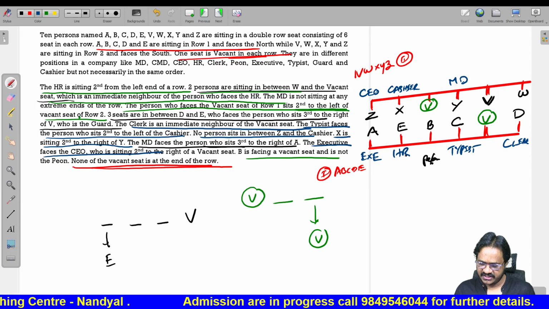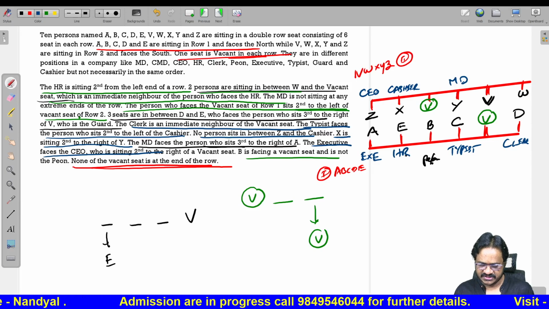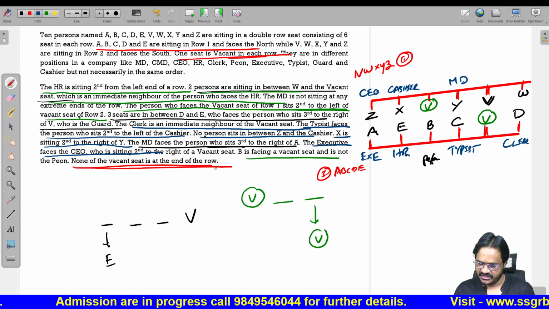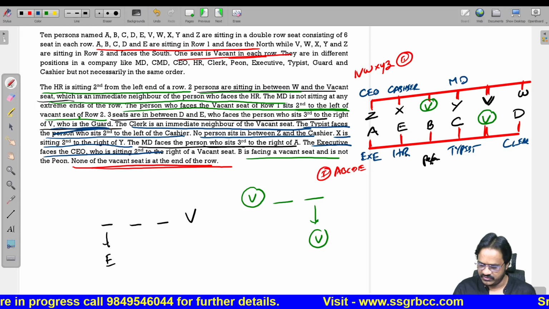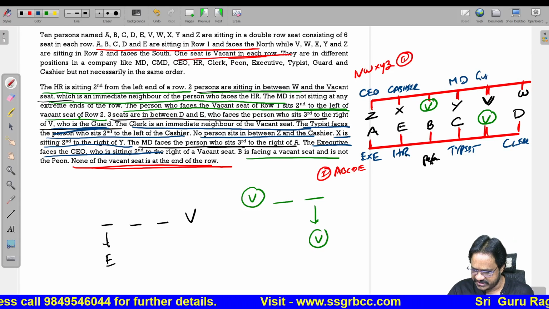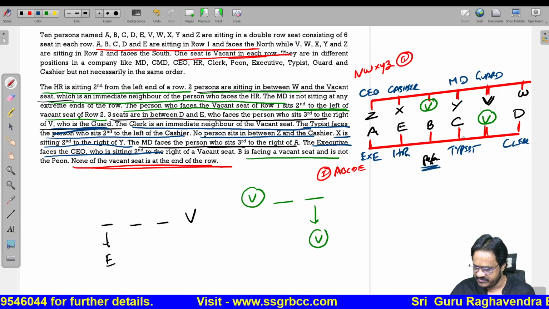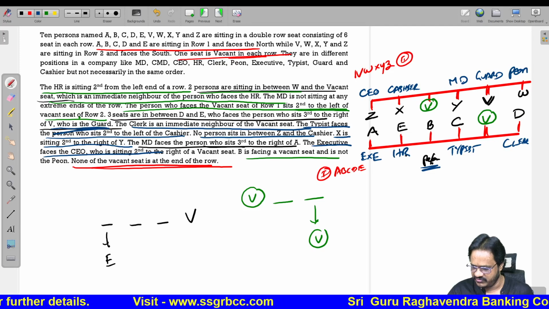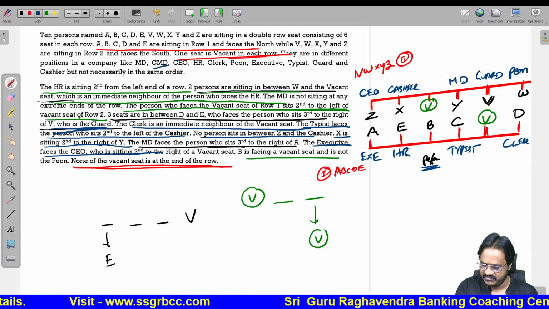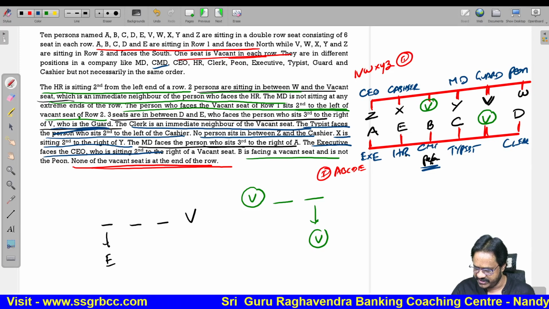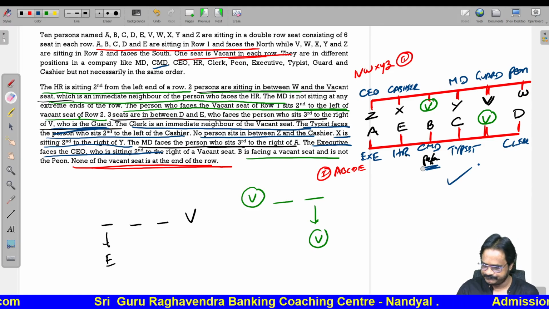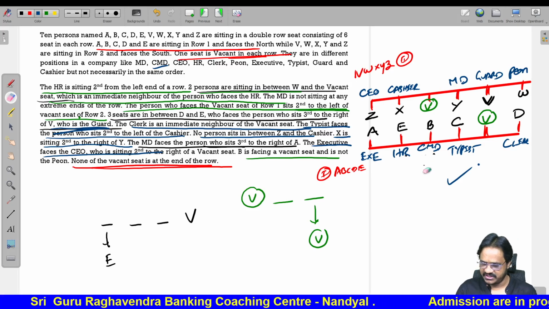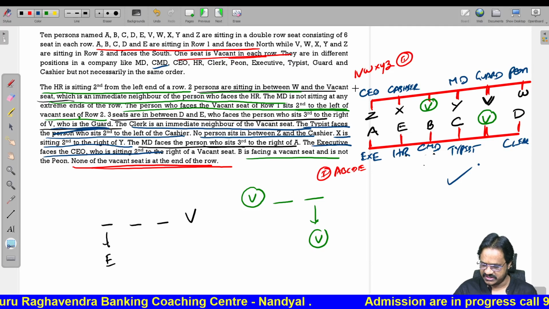Now, MD is not at the extreme end. Then the executive is facing CEO. Who is the guard? V is definitely the guard. Since B is not the peon, W will be the peon. Now CMD is left out. So B is CMD. This is the total information. Now based on this puzzle, we need to answer the given questions.